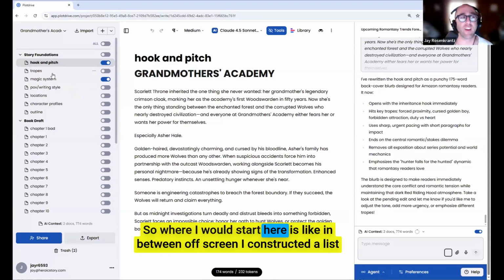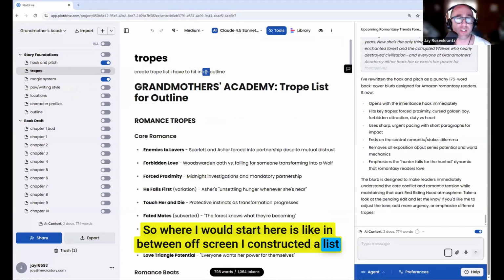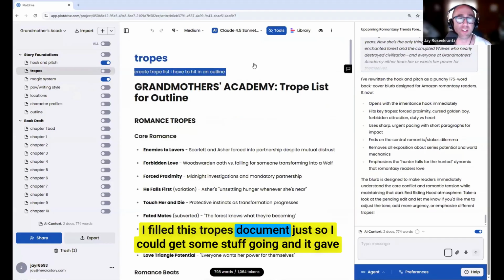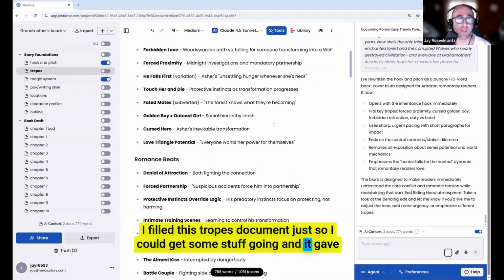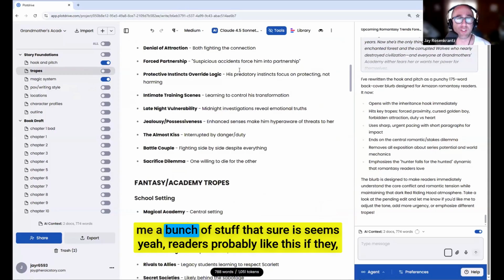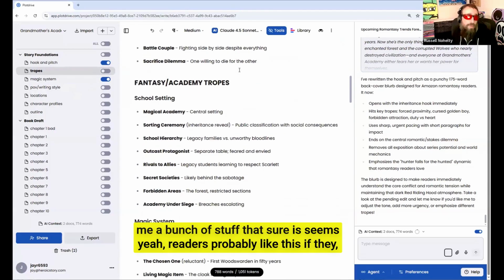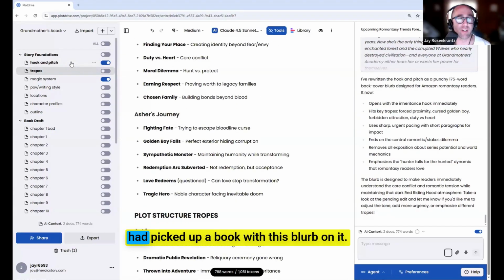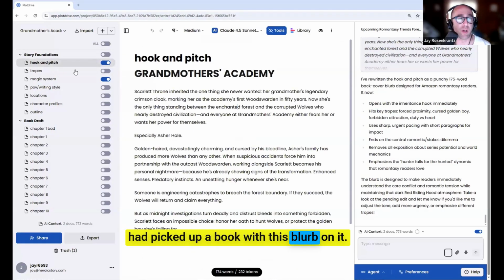So where I would start here is, in between, off screen, I constructed a list of tropes that I have to hit in an outline. I filled this tropes document just so I could get some stuff going. And it gave me a bunch of stuff that, yeah, readers probably would like if they had picked up a book with this blurb on it.